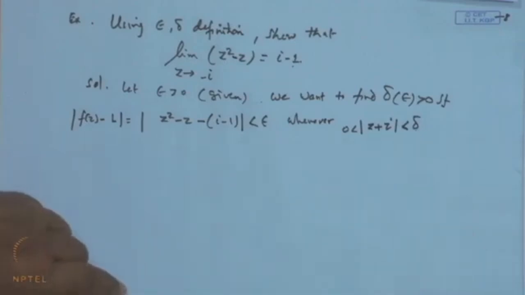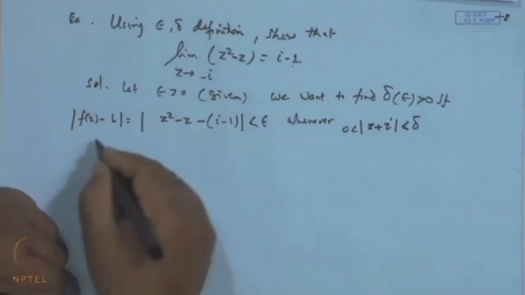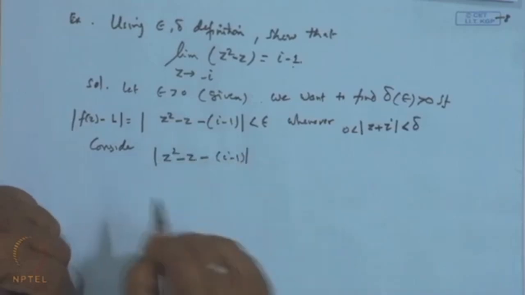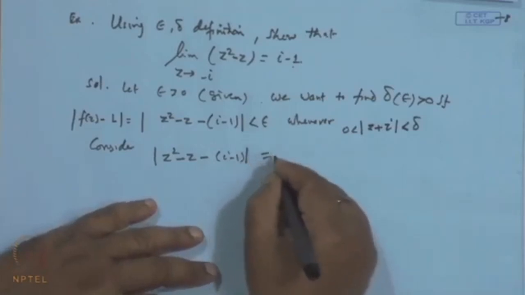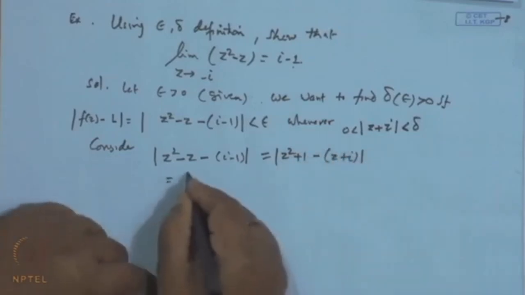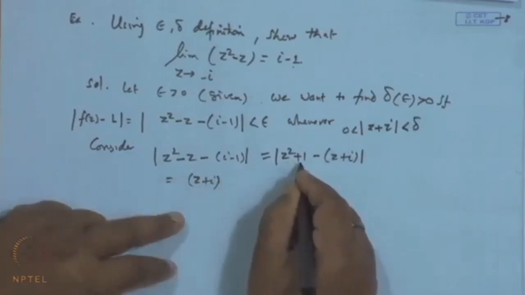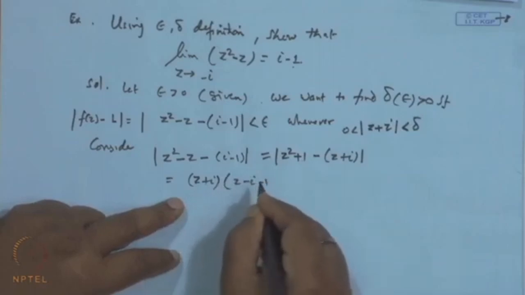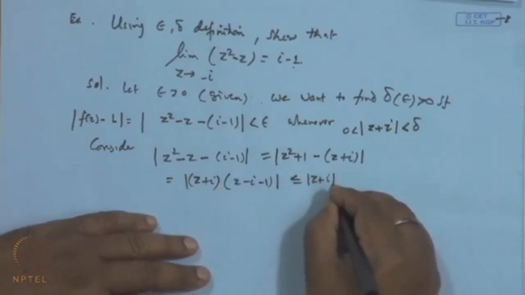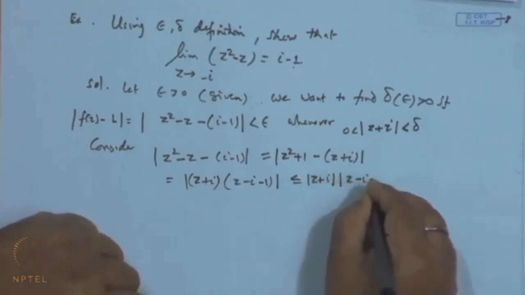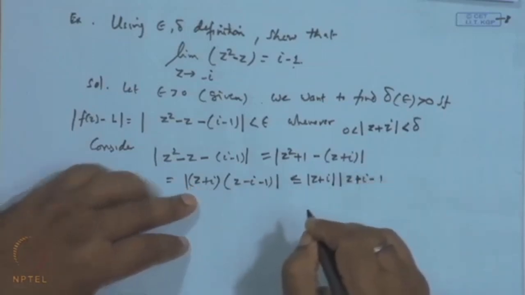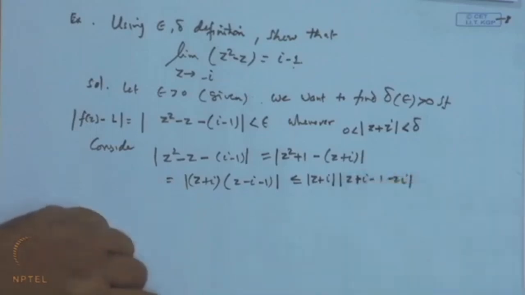How to start with this? Consider this part: mod of z square minus z minus i minus 1. Okay. Now, this will be equal to z square plus 1 minus (z plus i). Now, this is the same as, because z square plus 1 can be written as (z plus i)(z minus i), so (z plus i)(z minus i minus 1), this mod. So, this is less than or equal to mod of z plus i into mod of z minus i minus 1, but we want it in terms of plus i again, so if I choose that, then it becomes z plus i minus 2i, that will satisfy this condition.